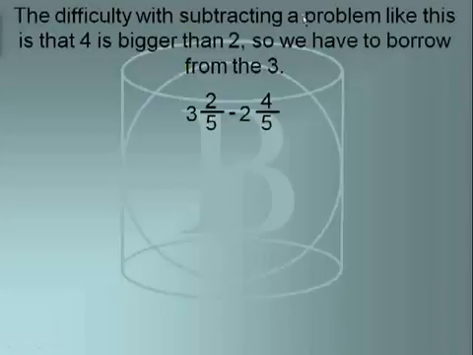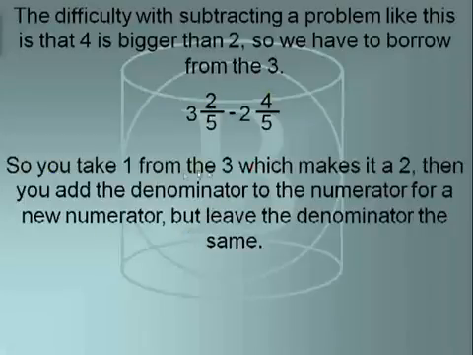Alright, the difficulty with subtracting a problem like this is that 4 is bigger than 2, so we have to borrow from the 3. This 4 is bigger than this 2, so I'm going to have to borrow some. So you can take 1 from the 3, which makes it a 2, because I'm borrowing a whole number here. Then you add the denominator, this 5, to the numerator, this 2, for a new numerator. But I still have to leave the denominator the same. So what am I going to do again? I'm going to borrow 1 from the 3 and make that a 2. I'm going to add the 5 to the 2 and make that a 7.